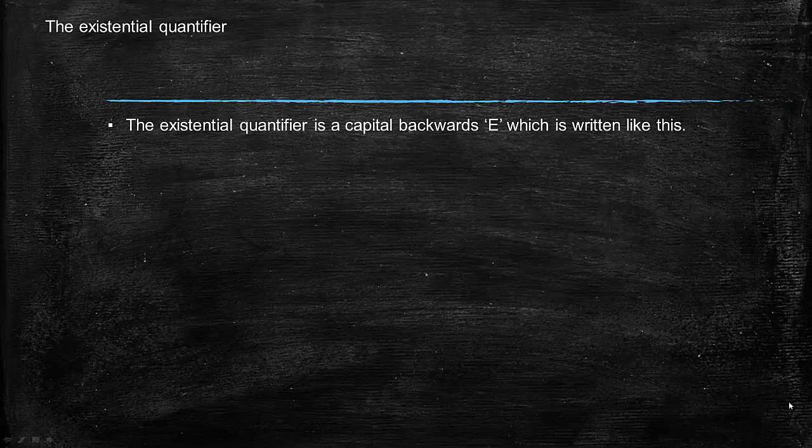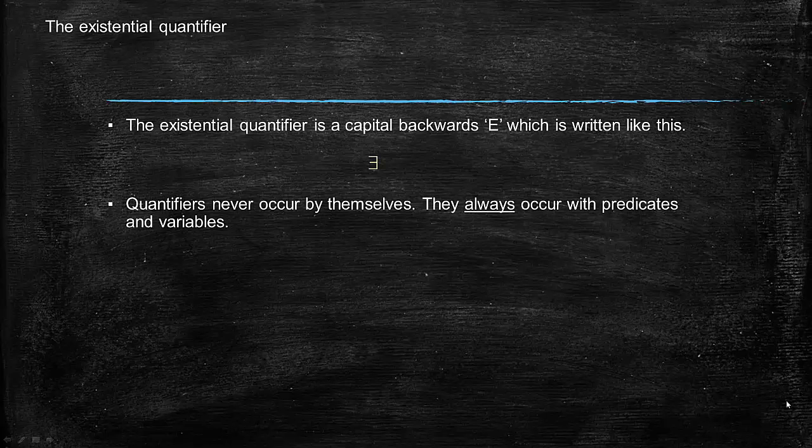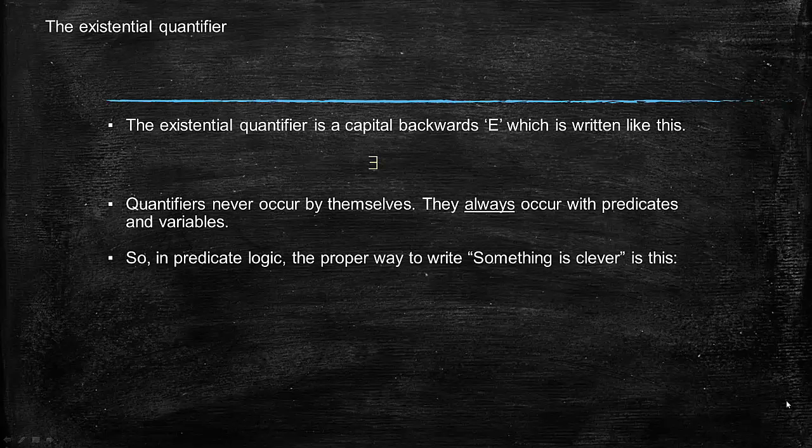So let's talk about the existential quantifier first. The existential quantifier is written like this. It's a backwards capital E. Now, quantifiers never occur by themselves. They always occur with predicates and variables. So we never just write the backwards E. That'll never be a well-formed formula. So in predicate logic, if we want to use the existential quantifier to write that something is clever, it'll look like this.